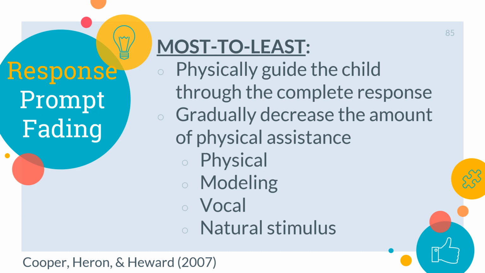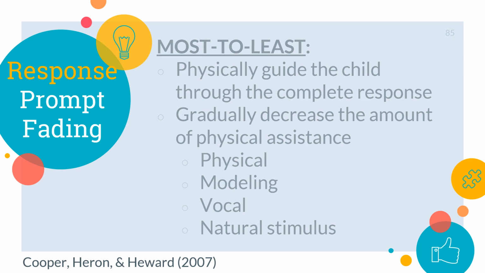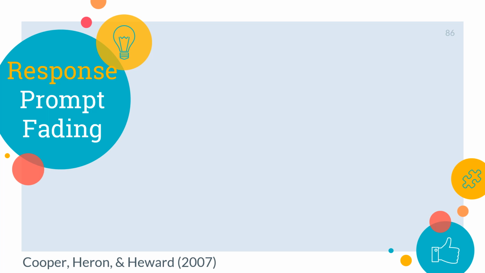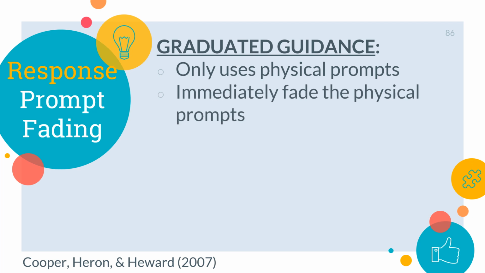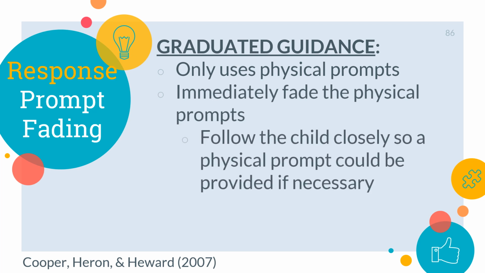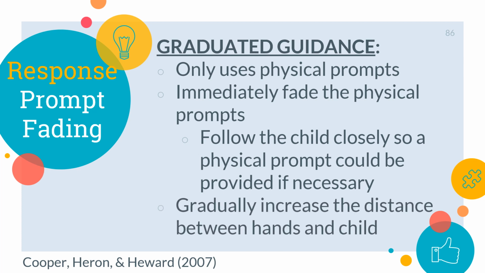Some advantages of most to least prompt fading is that there are fewer errors and fewer trials to mastery. However, if the more intrusive prompts are not faded out quickly, the prompting hierarchy can lead to prompt dependence. Another example of response prompt fading is graduated guidance. In graduated guidance, only physical prompts are used. You immediately fade the physical prompt by following the child closely so that the physical prompt could be provided if necessary. You gradually increase the distance between your hands and the child.